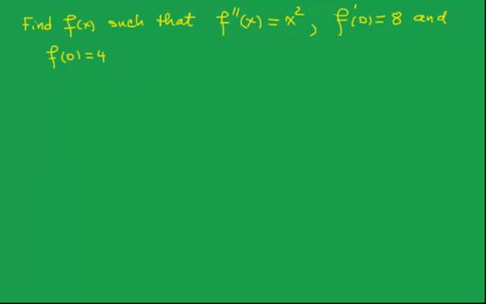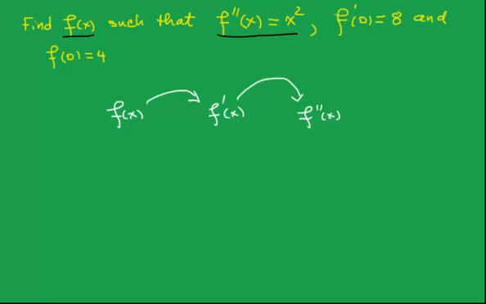Okay, now we want to find f of x, but f double prime is given. So how do we do that? Pay close attention. Remember, we start with f of x. When you take the derivative, you get f prime of x. And then when you take the derivative, you get f double prime of x. So now we're going to go backwards because they've given us f double prime of x. We take the antiderivative to get f prime. And then when we get that f prime, we take again the antiderivative to get f.